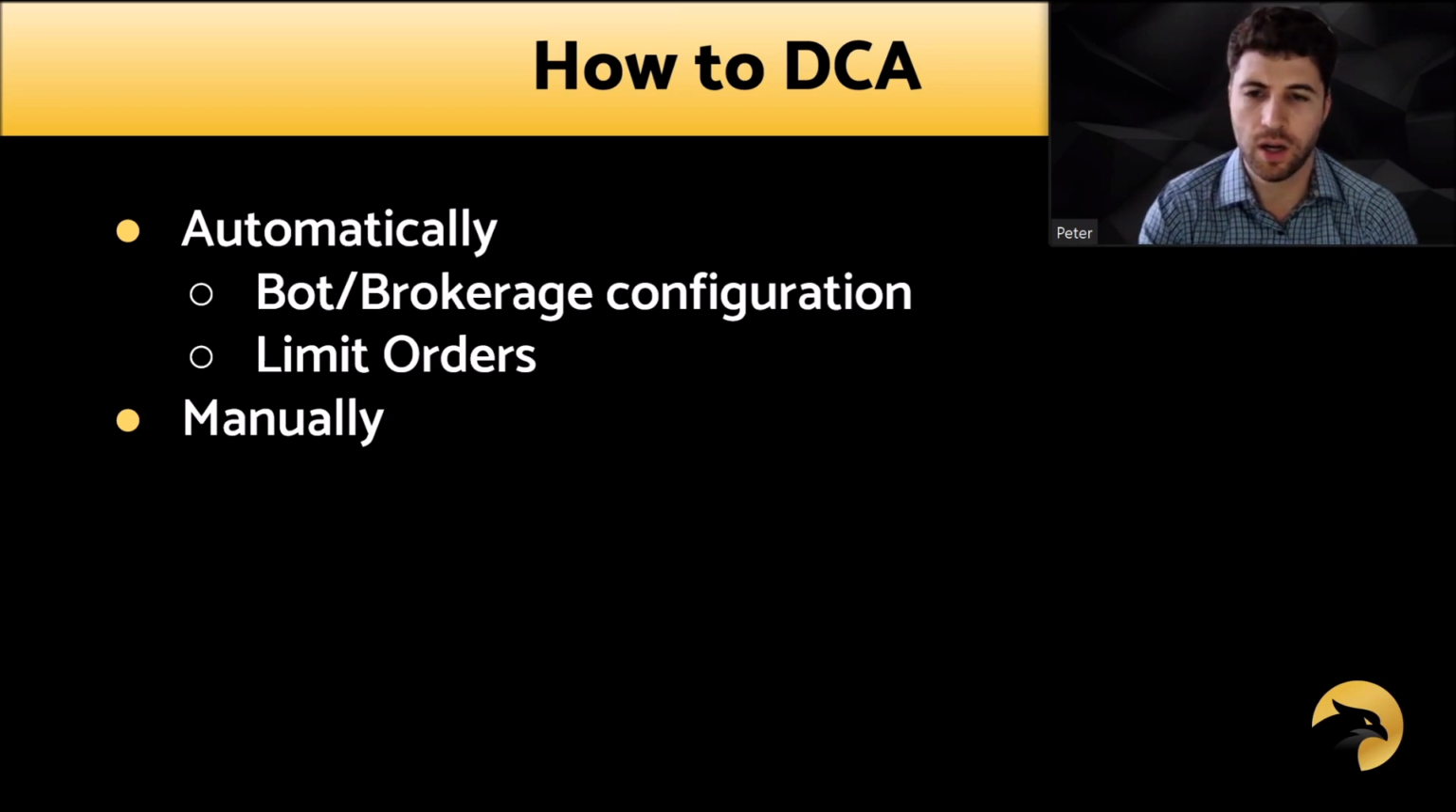So how do you dollar cost average? You could do this automatically, setting up a bot or configuring something on your brokerage. You could also do limit orders, and this would do price dollar cost averaging. You can also do it manually, in which you go in and enter or exit yourself.